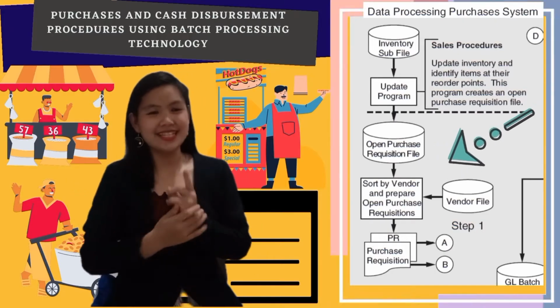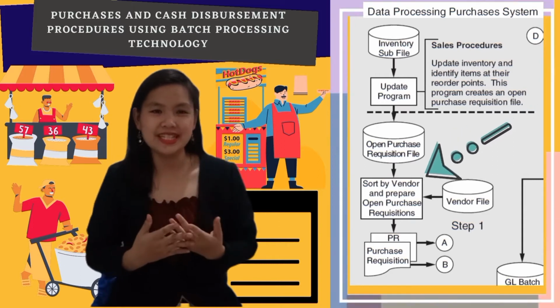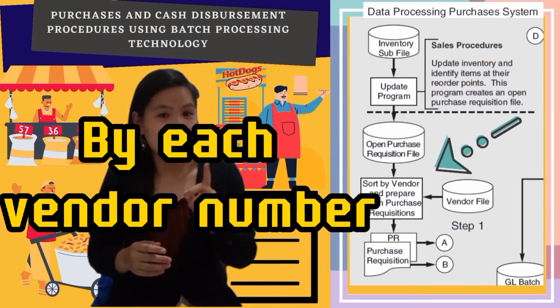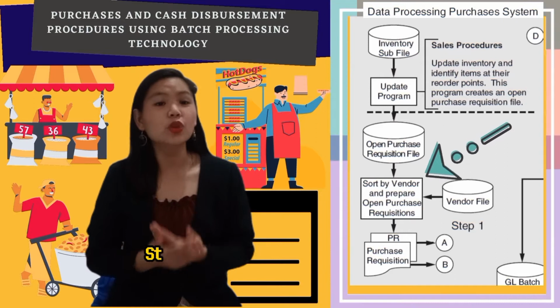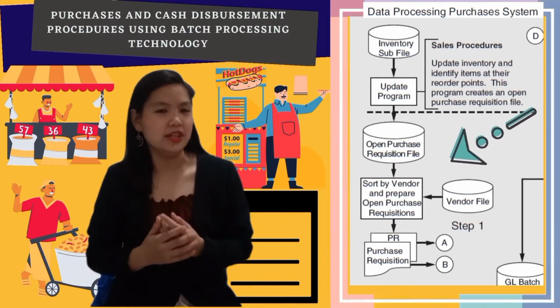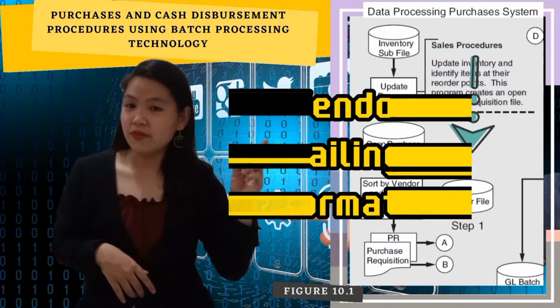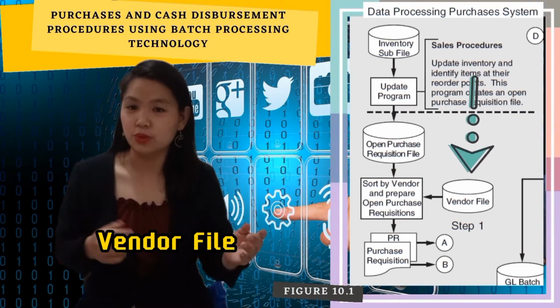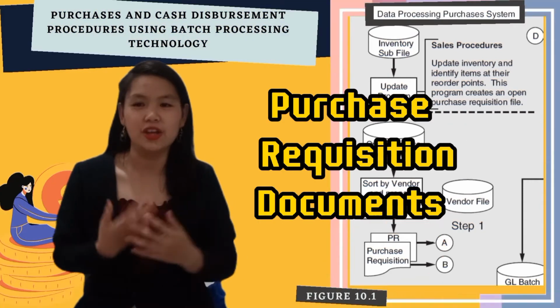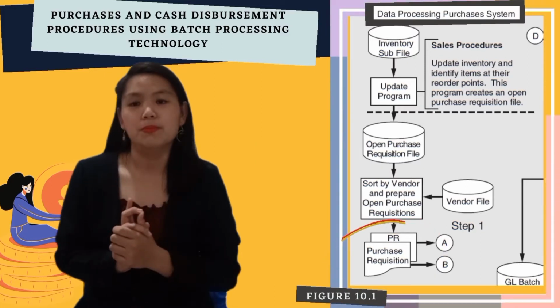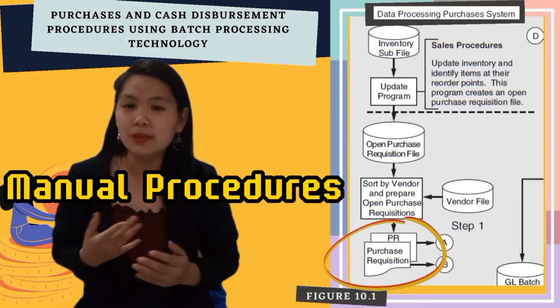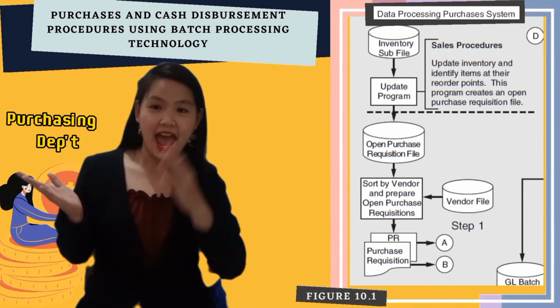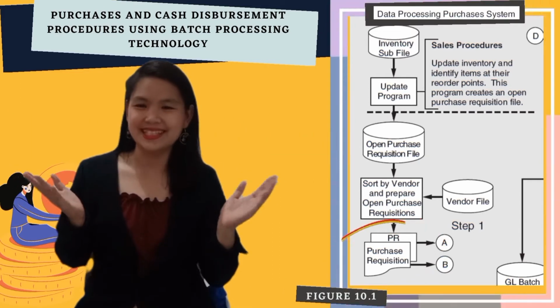How does the computer system come into the picture? Our computer system sorts the open requisition file by each vendor number and consolidates it into a single requisition. Next, the vendor mailing information is retrieved from our valid vendor file to produce purchase requisition documents. Copies of the purchase requisition go to manual procedures in the purchasing and accounts payable departments.